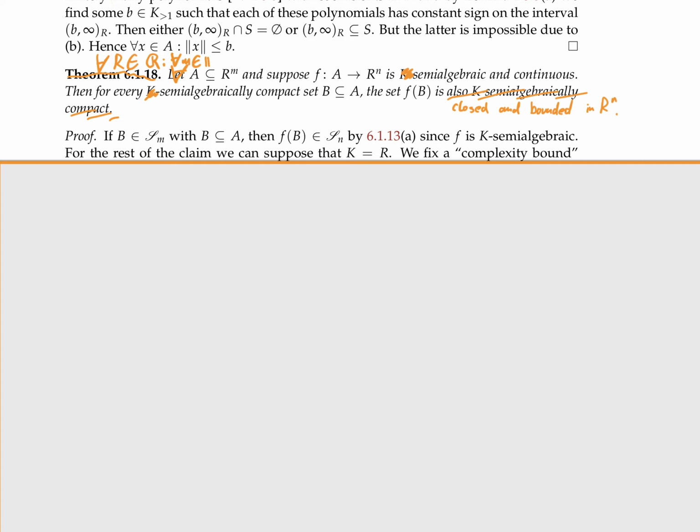and for all non-negative integers m, and for all A subsets of R^m, and for all maps, semi-algebraic maps from A to R^n, which are continuous, and for all semi-algebraically compact sets B, the set f of B is closed and bounded in R^n, right?